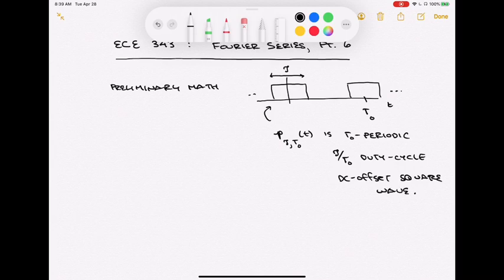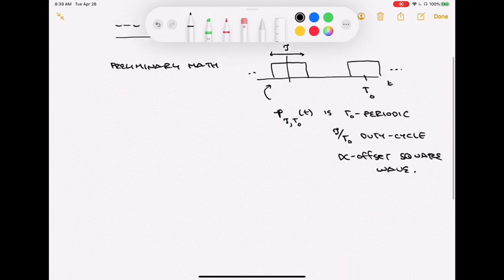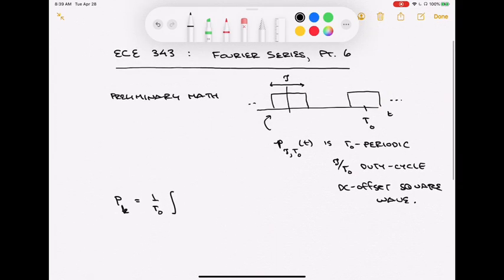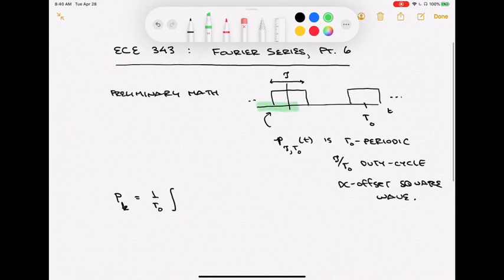And what I would like to do is find this guy's Fourier series coefficients. So the p_k are going to be gotten from the Fourier series analysis equation. I'm going to have p_k being 1 over T naught, and I'm going to integrate over a period. I'm going to pick a period that includes the first pulse, going from minus T naught by 2 to T naught by 2. That's the interval I'm going to choose for my integration. It just makes things simpler.